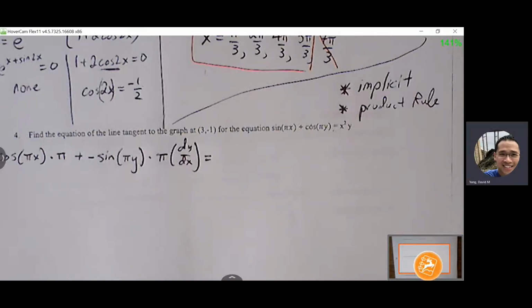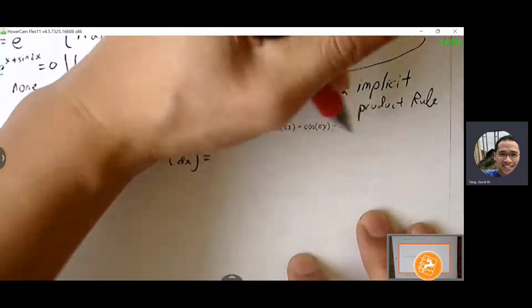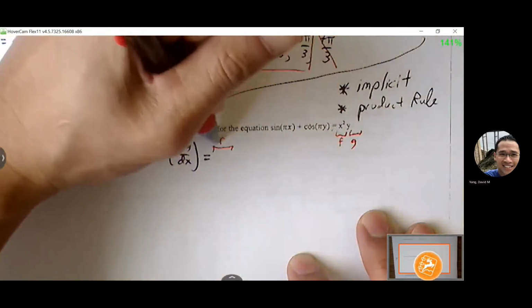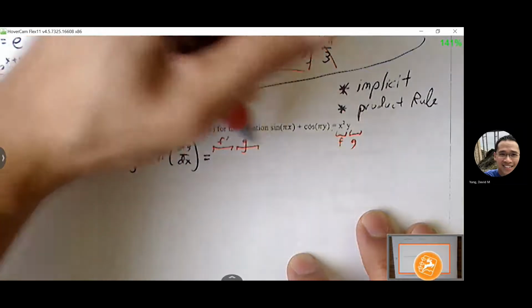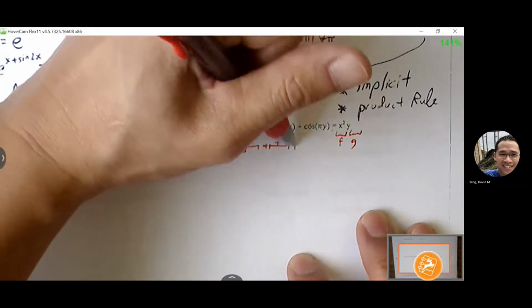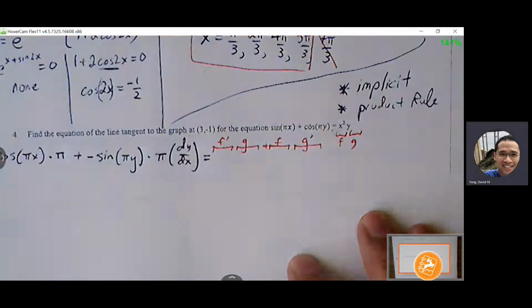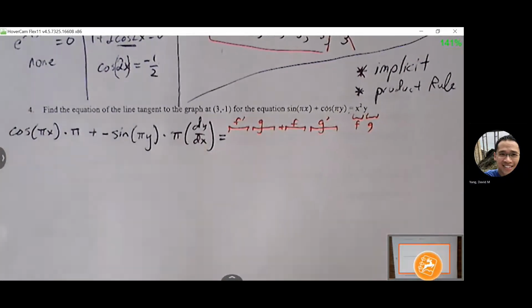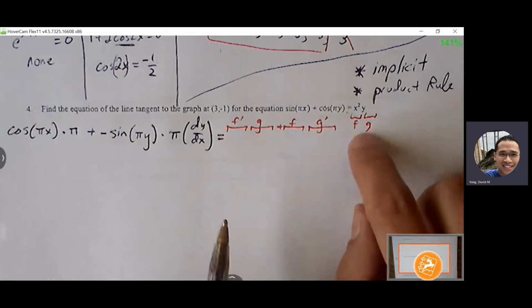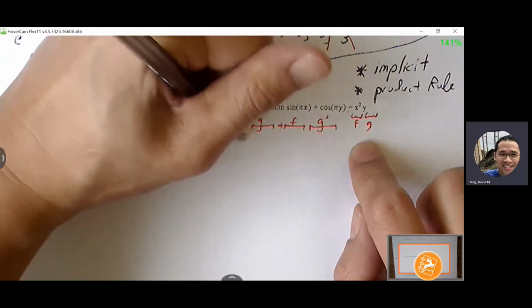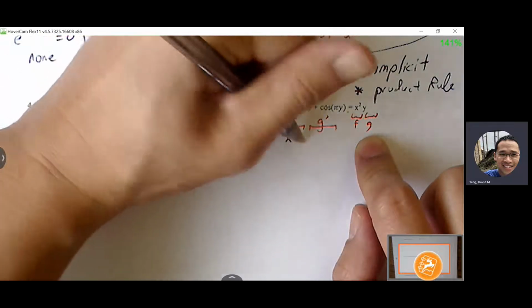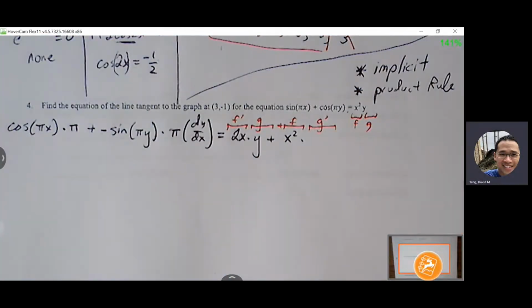Okay, so now the right side is where we have to involve product rule. F prime g plus fg prime. X squared becomes 2x times g plus f. Okay, what's g prime? Y's derivative is dy dx.